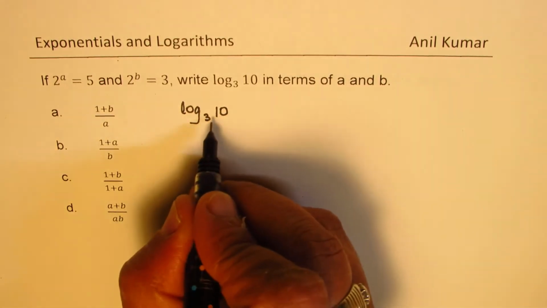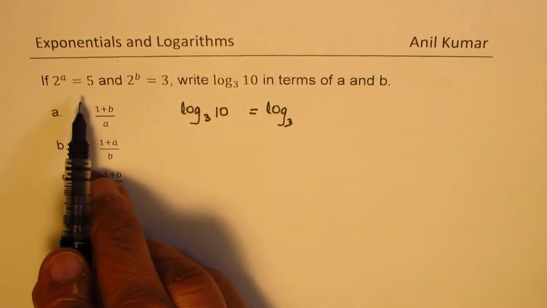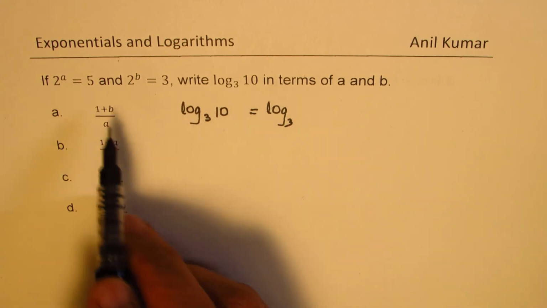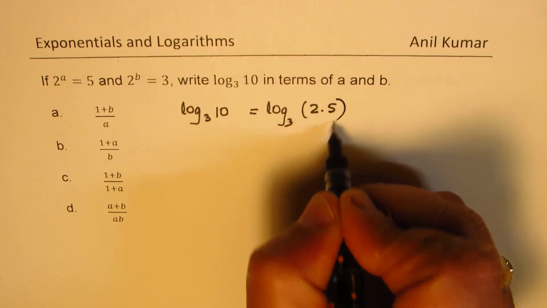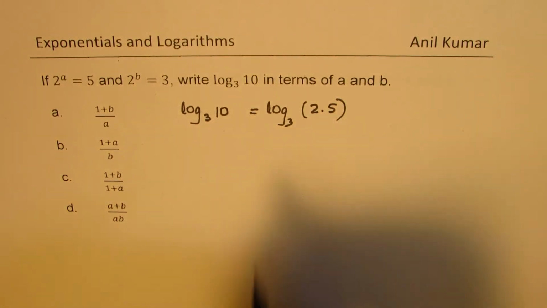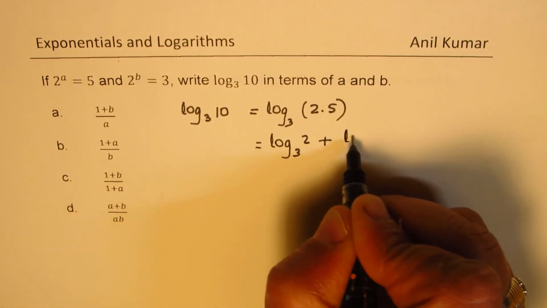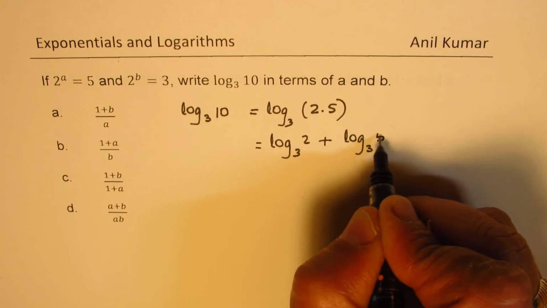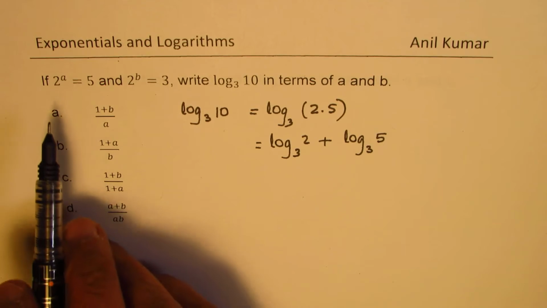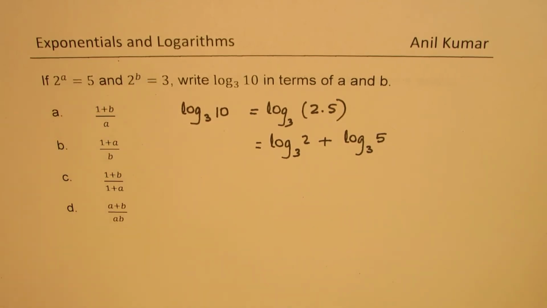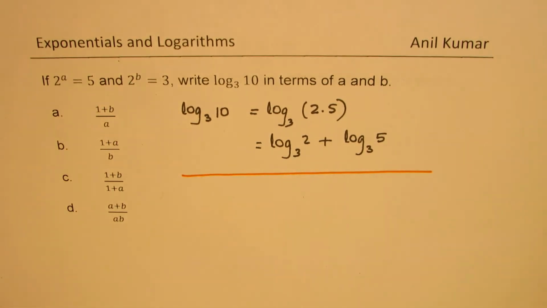So now log to the base 3 of 10 could be written as log to the base 3 of, in terms of 2 and 5, we could write this as 2 times 5, right? So that means we could write this as log to the base 3 of 2 plus log to the base 3 of 5, right? Now that is what we could write this as. Now we are given the exponential forms. Let us try to figure out what these result into.